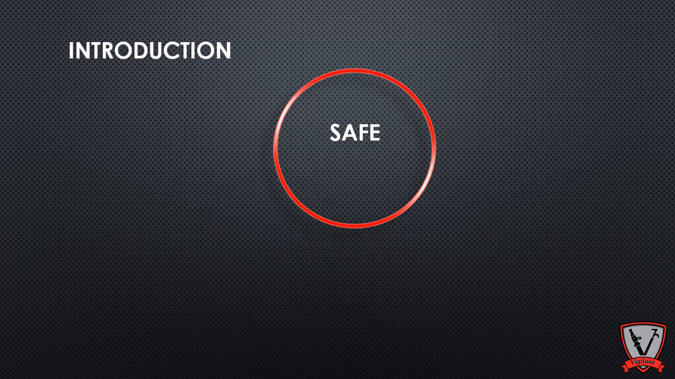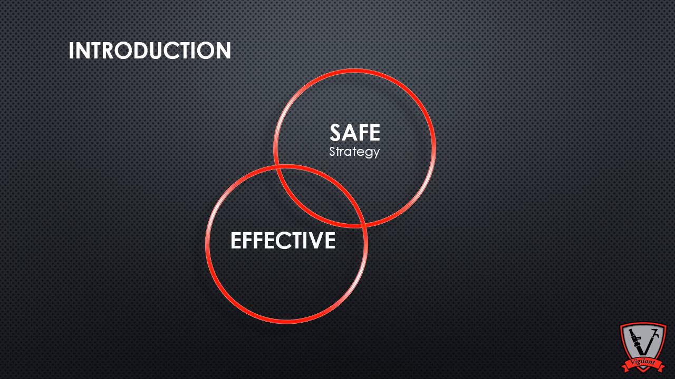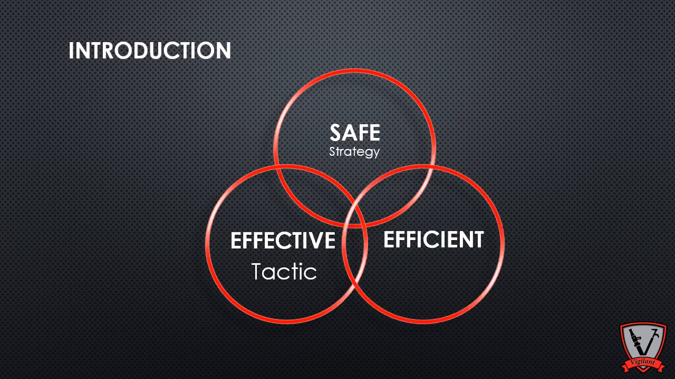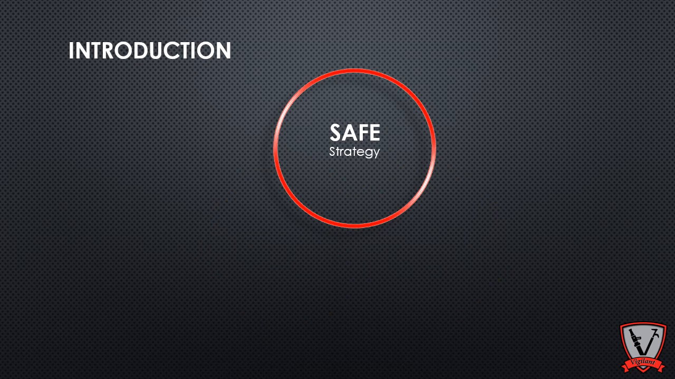Safe fireground operation comes from selecting the appropriate strategy. An effective fireground happens by selecting appropriate tactics. And we become efficient on the fireground through the assignment of efficient tasks, and that's done at the company level. Let's look at safety first and a safe strategy.